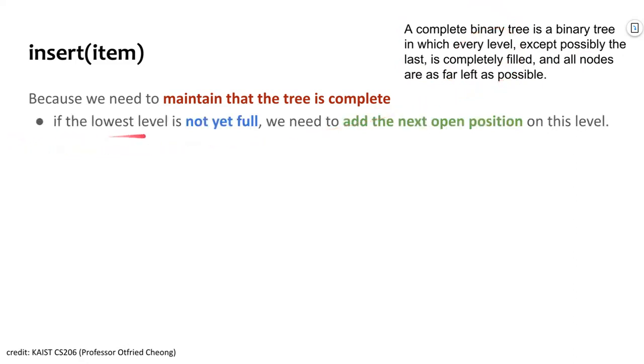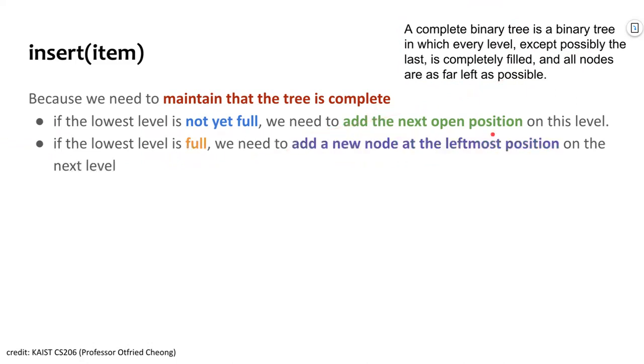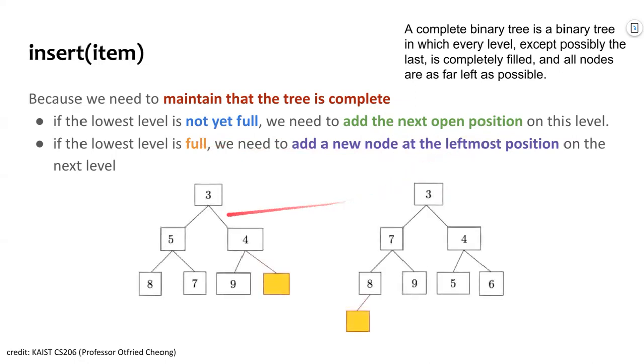So if the lowest level is not yet full, we need to add the next open position on this level. If the lowest level is full, we need to add a new node at the leftmost position on the next level. So this is the picture. We say this tree is complete because we do not have other levels unless this third level is full.